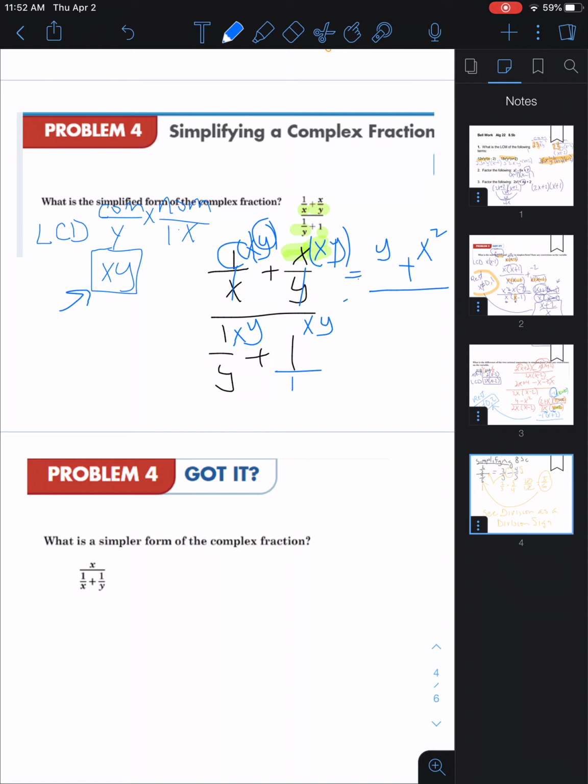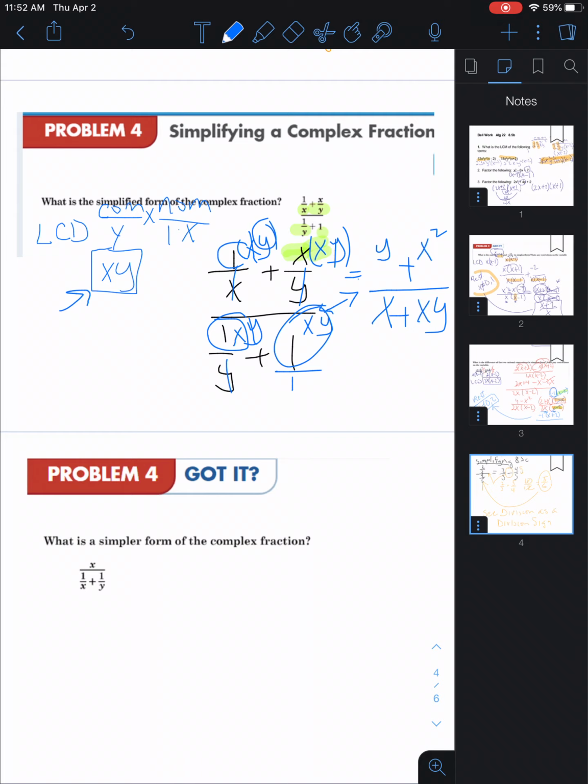Divided by, here's that division bar. We're going to leave it there for the moment. Again, cancel out the y's here, and I'm left with 1 times x, which is x, plus, now when I multiply these, I get xy.